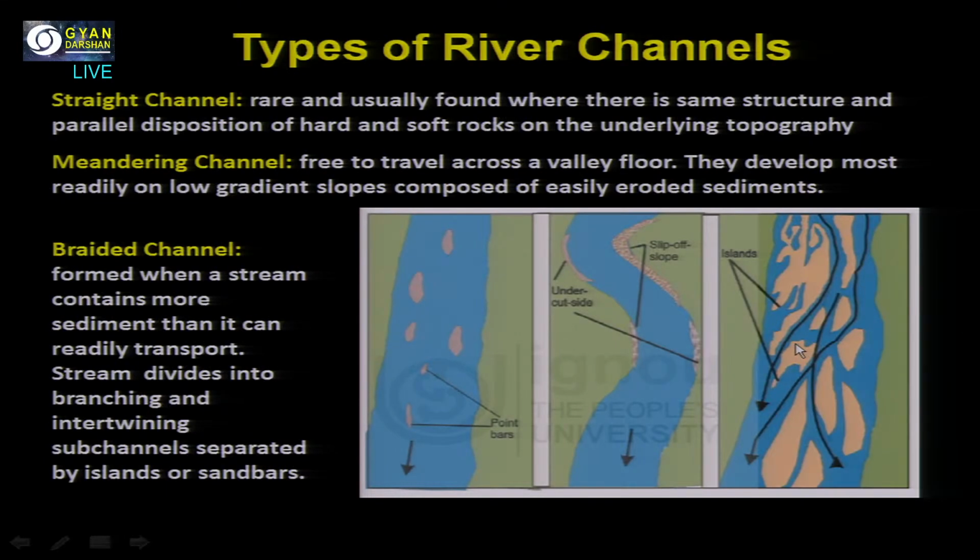Next is the braided channel, where the channels form like a braid of hair, where the sands are filled and give the form of a hair braid. And here you can see the stream divides into branches and forms sub-channels which are separated by islands and sandbars. These are the three types of river channels.